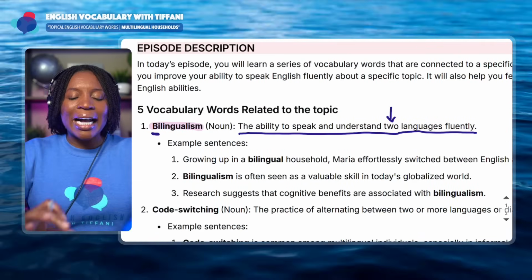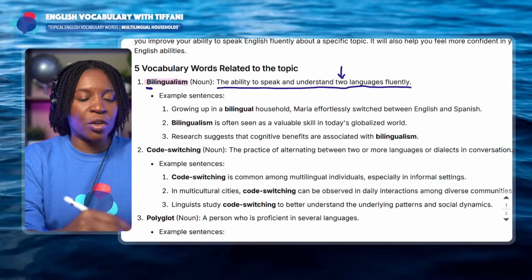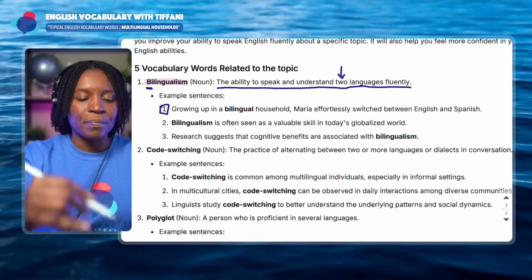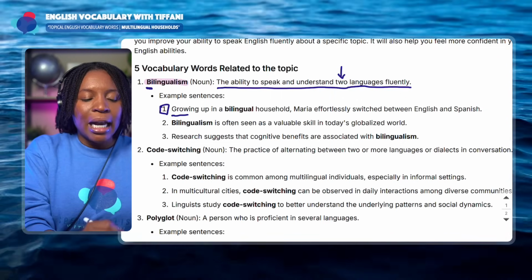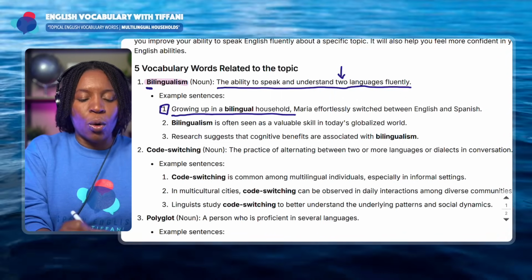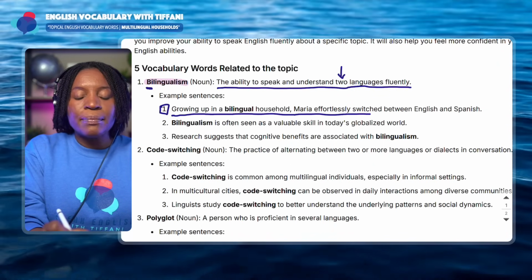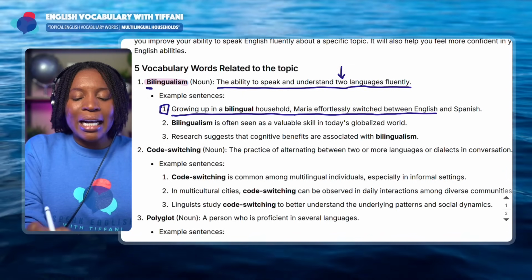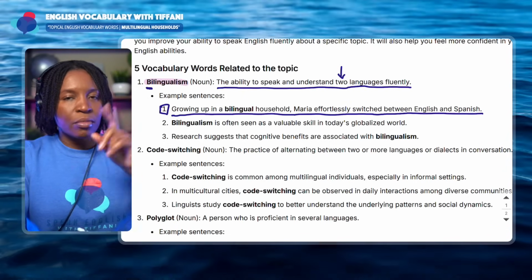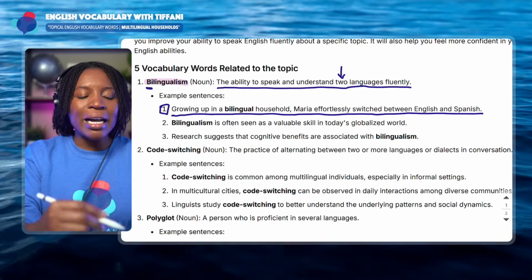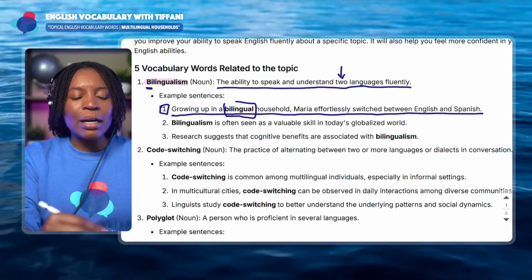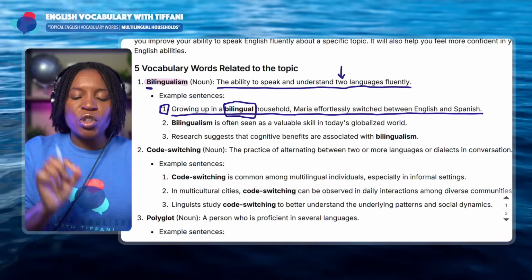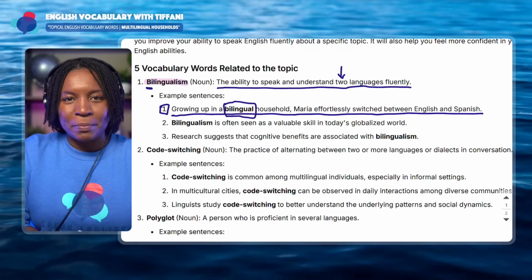So let's check out some example sentences. Here we go. The very first example sentence we have right here. Growing up in a bilingual household, Maria effortlessly, that was a tongue twister, switched between English and Spanish. One more time. Growing up in a bilingual household, Maria effortlessly switched between English and Spanish.